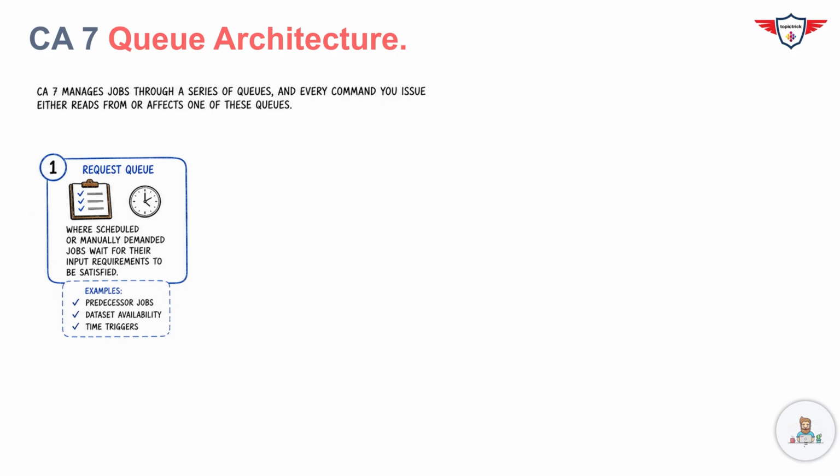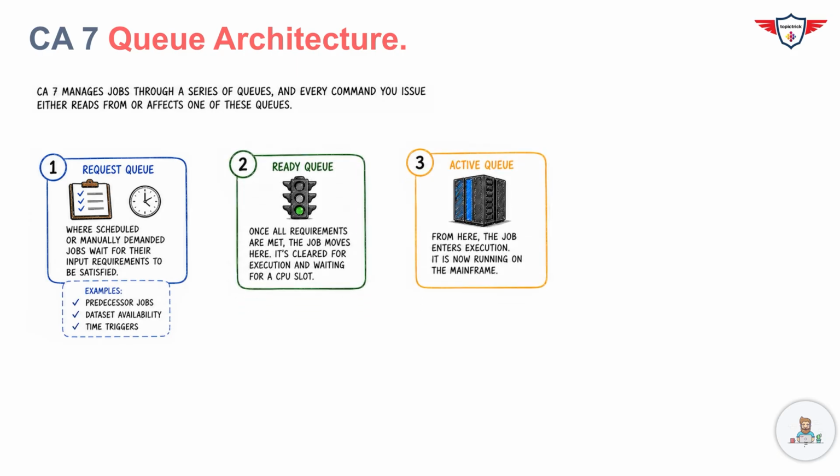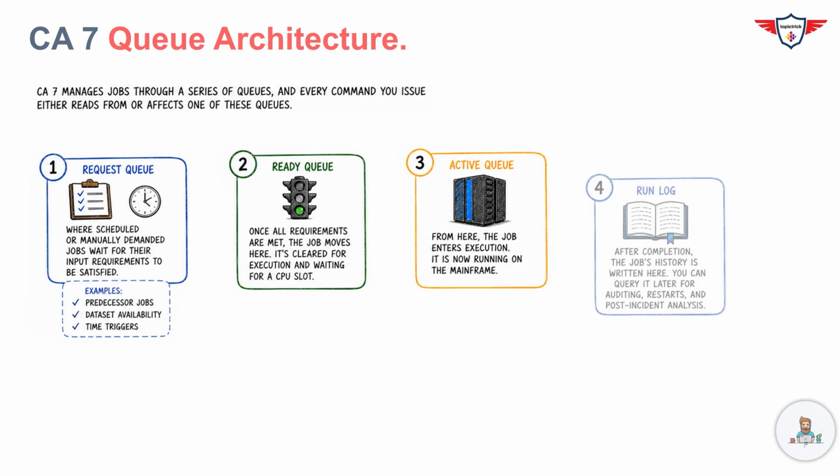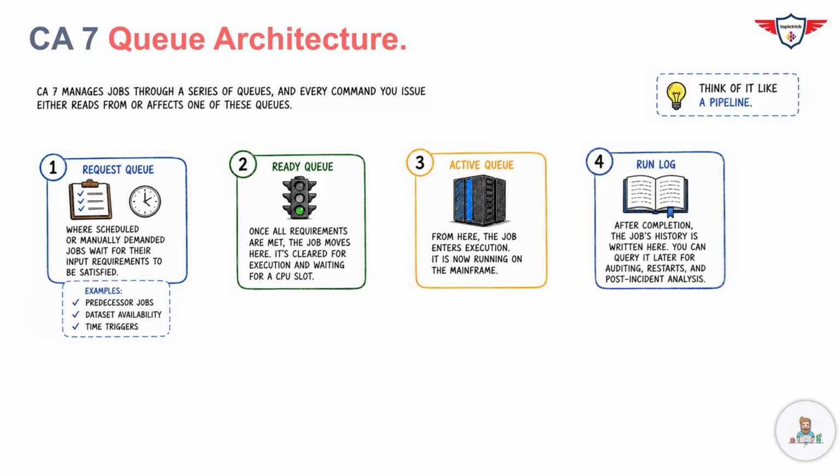Think of it like a pipeline. A job starts in the request queue. This is where scheduled or manually demanded jobs wait for their input requirements to be satisfied. It could be a predecessor job, dataset availability, or time trigger events. Once all the requirements are met, the job moves to the next queue, which is the ready queue. It means it is cleared for execution, and now it is waiting for a CPU slot. From there, it enters the active queue. That means the job is now running on the IBM mainframe.